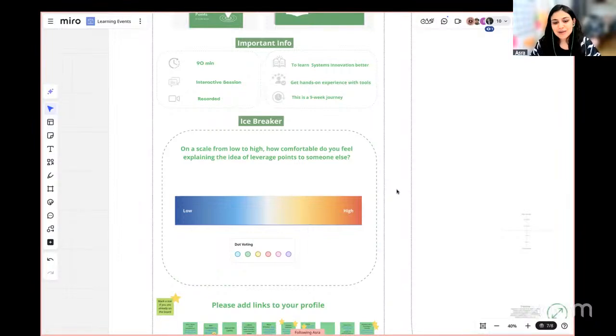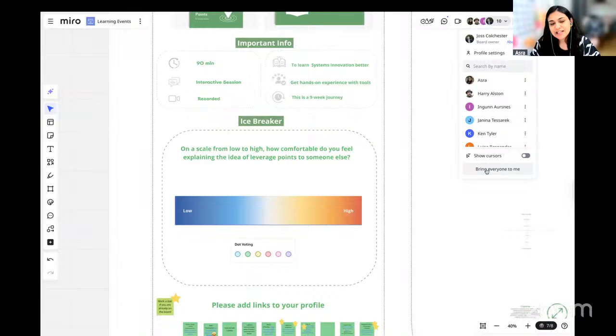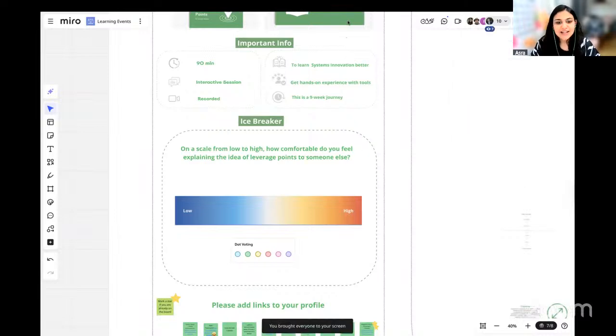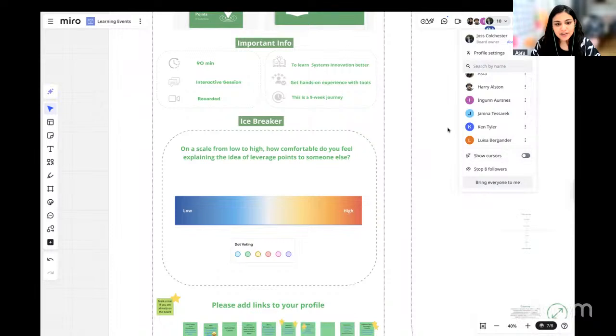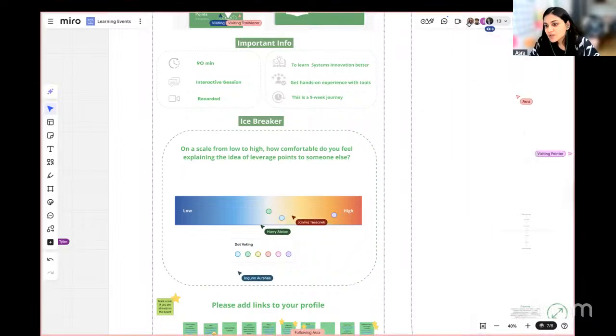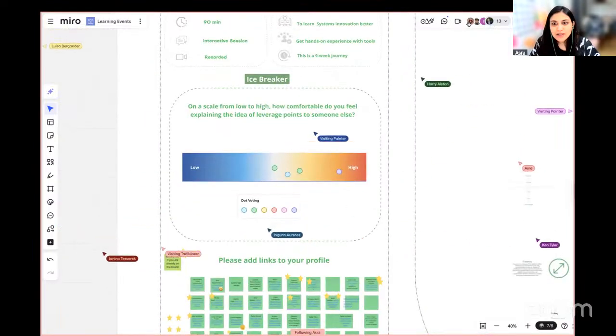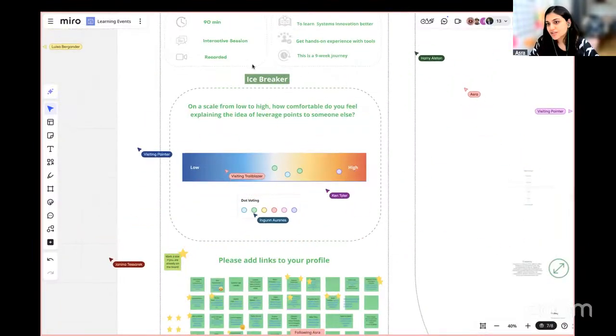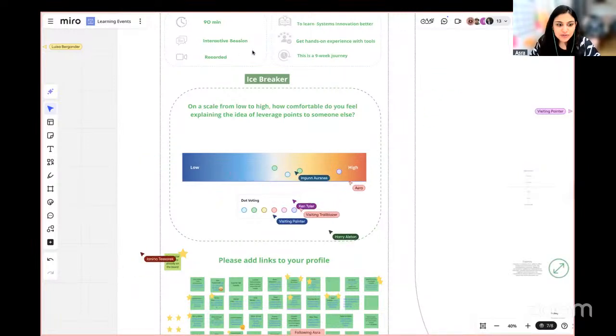So this is the icebreaker. It's also quite simple. The question for the icebreaker today is: on a scale of low to high, how comfortable do you feel in explaining the idea of leverage points to someone else? So this is quite simple. If you think you are somewhere high, you can just pull up a dot from here and put it on the scale wherever you find your profile fitting quite well. I will bring everybody to me so you can be on this part of the board. And I hope Josh has already shared the Miro board for the new joinees on Zoom.